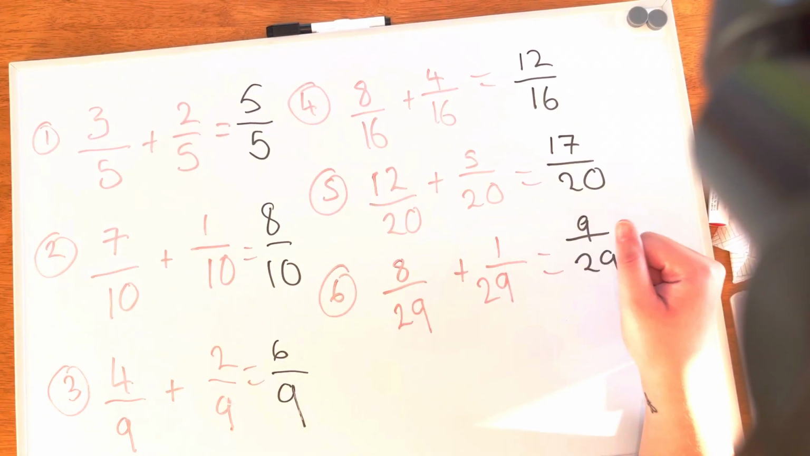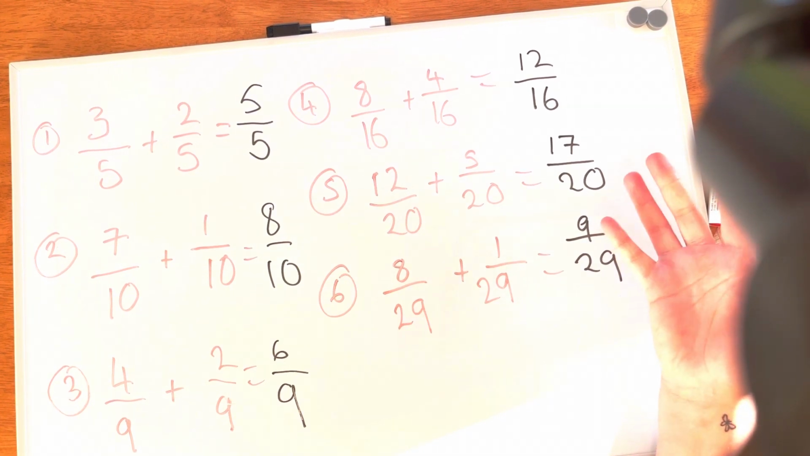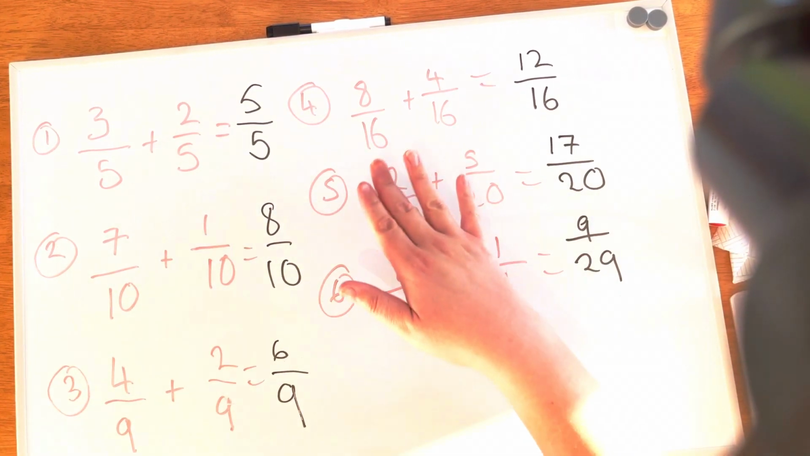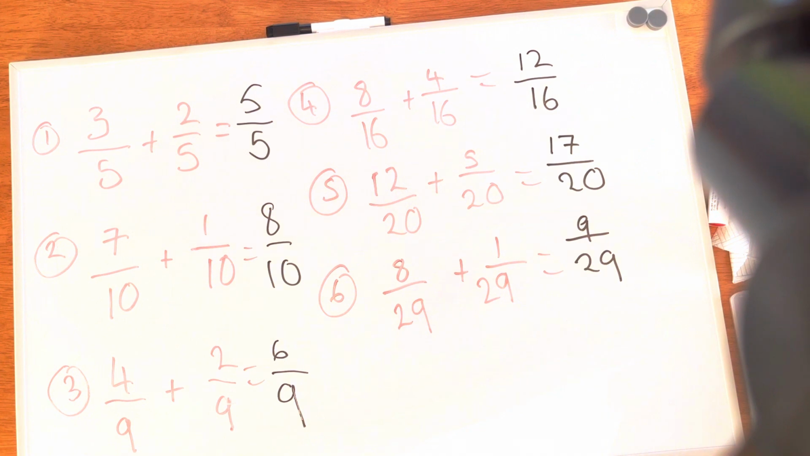Here are our answers. How did you get on? Our denominator stays the same all the way through, so it's just the numerator that we look at. Well done. If you made a mistake, can you spot where you made your mistake?